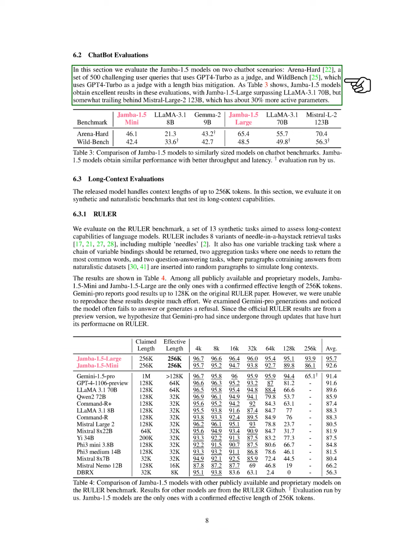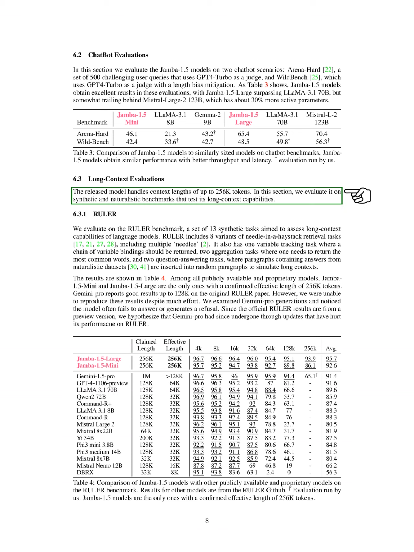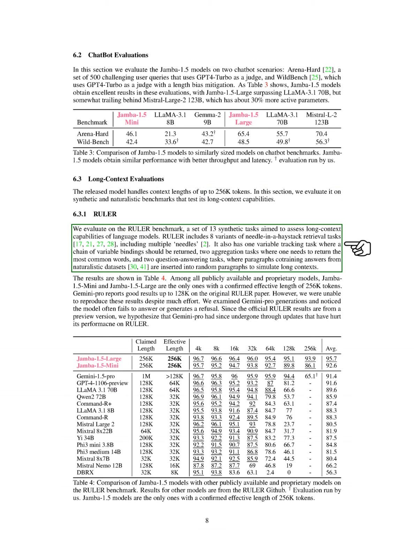Section: Long Context Evaluations. In this section, we evaluate our model's ability to handle long contexts, specifically up to 256,000 tokens. We assess its performance using both synthetic and natural benchmarks. For the RULER benchmark, which consists of 13 synthetic tasks designed to test long context capabilities, we find that our Jamba 1.5 Mini and Jamba 1.5 Large models are the only ones confirmed to effectively manage the full 256,000 tokens.